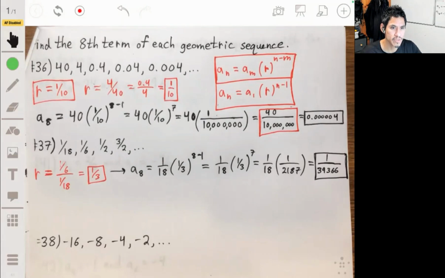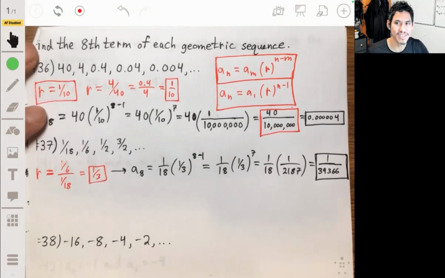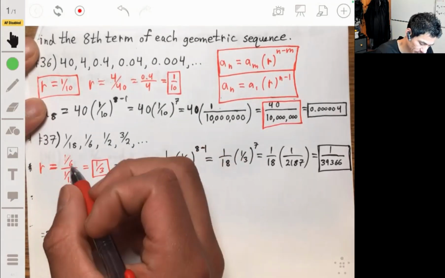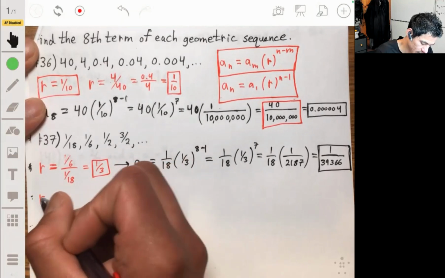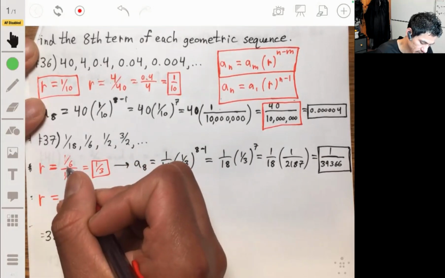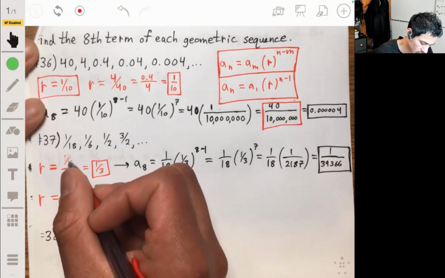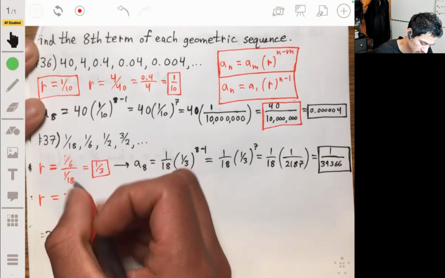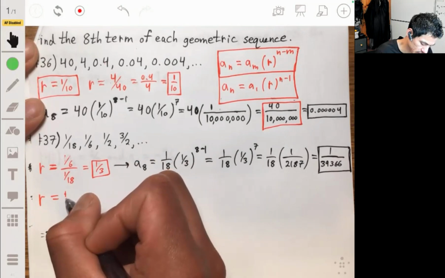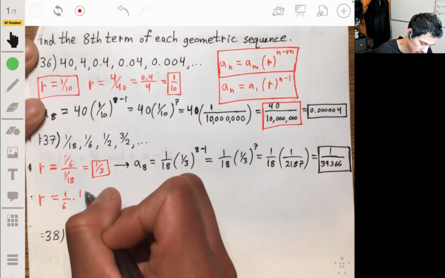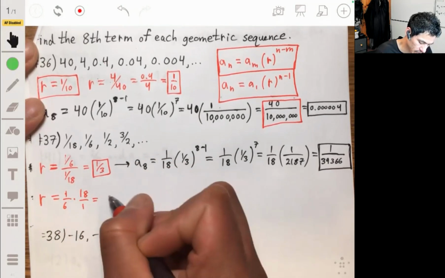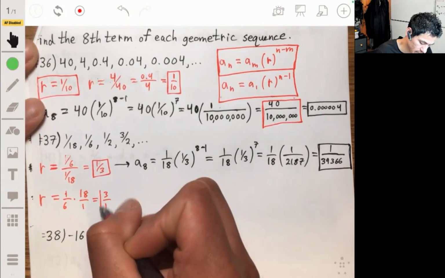Hold up, I made a mistake. Can anybody spot it? Common ratio is actually 3, because that's going to be 18 over 6, because when you flip the fraction, it'll be 1/6 times 18 over 1, which is 3 over 1, which is just 3. Wow.